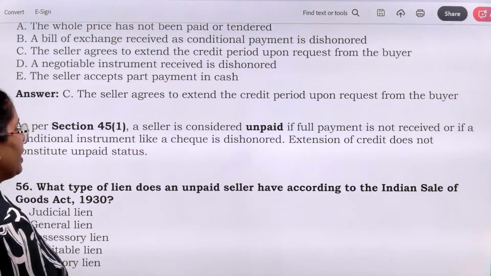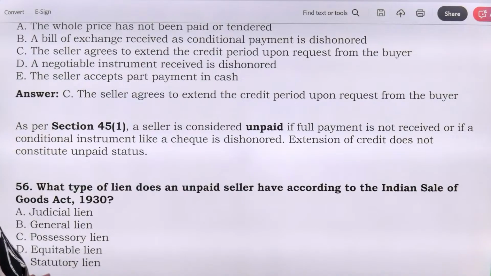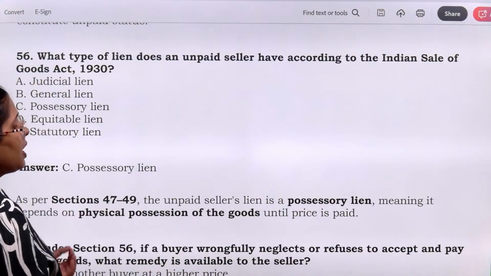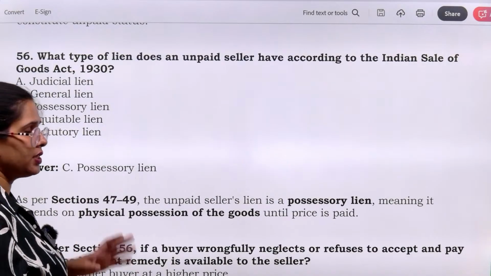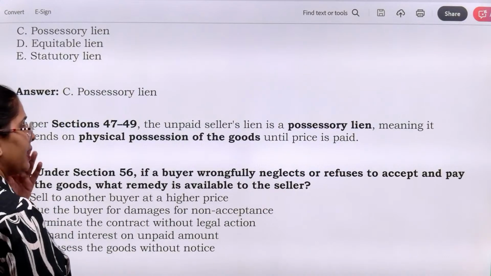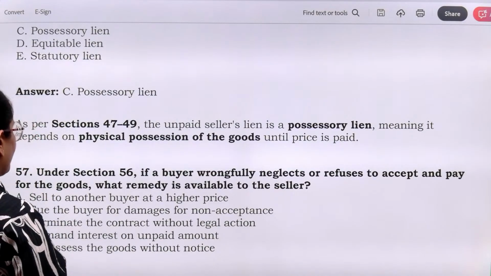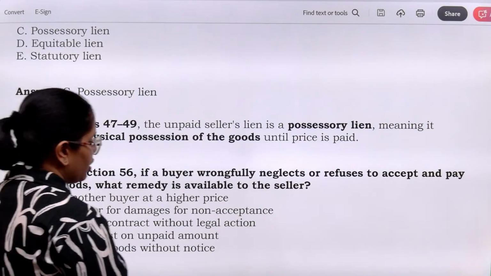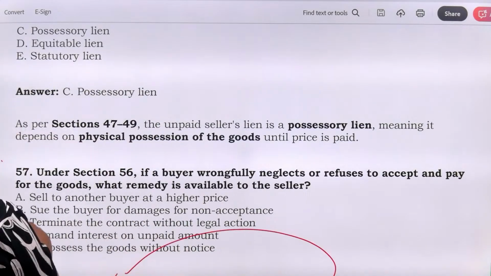What type of lien does an unpaid seller have as per the Indian Sale of Goods Act? So it is called a possessory lien. Possessory lien means you will have the possession of the goods until and unless the price is paid to you. If a buyer wrongfully neglects or refuses to accept or pay for the goods, what is the remedy available to the seller? So he can sue the buyer for damages for non-acceptance.